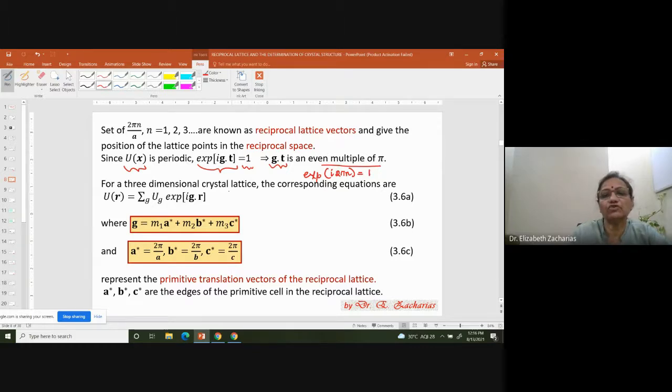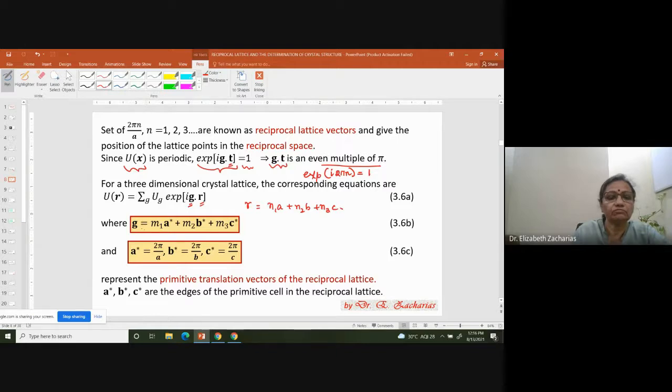Okay, therefore G dot T should be an even multiple of pi. If this is true only, you will get that periodicity. Okay, so now let us go back. If you are talking about a three-dimensional structure, instead of writing a T, you will put an R, where R will be equal to some n1 a plus n2 b plus n3 c. And similarly, G also will be three-dimensional.